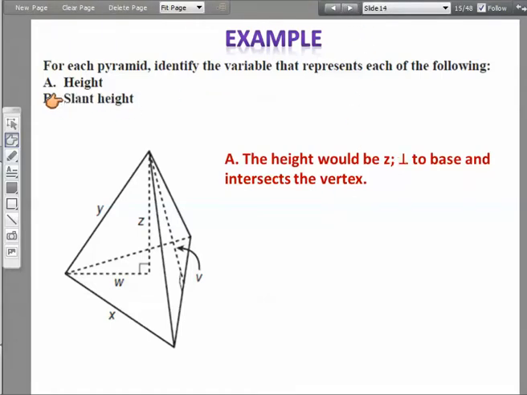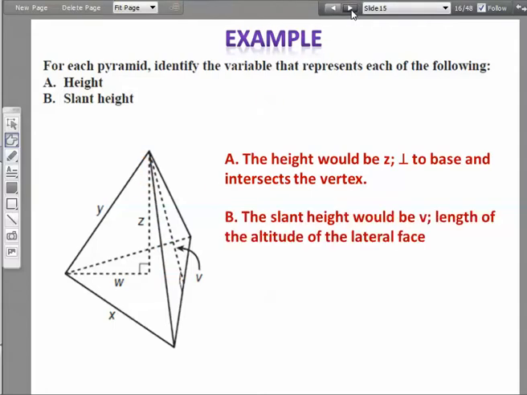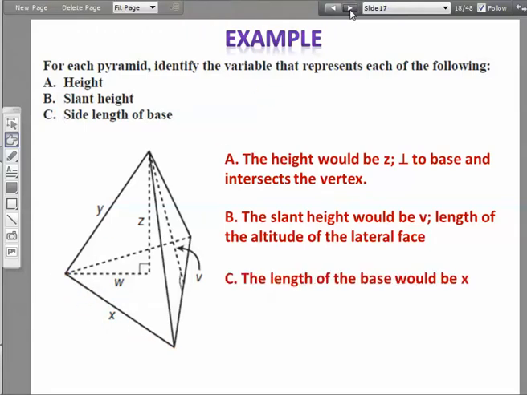Part B says, what is the slant height? Now remember, the slant height is the height of the triangle, otherwise known as the lateral face. So part B's answer says the slant height would be V, length of the altitude of the lateral face. And then C says, what is the side length of the base? Well, your side length of the base is going to be right here. Okay, so this answer reads, the length of the base would be X.